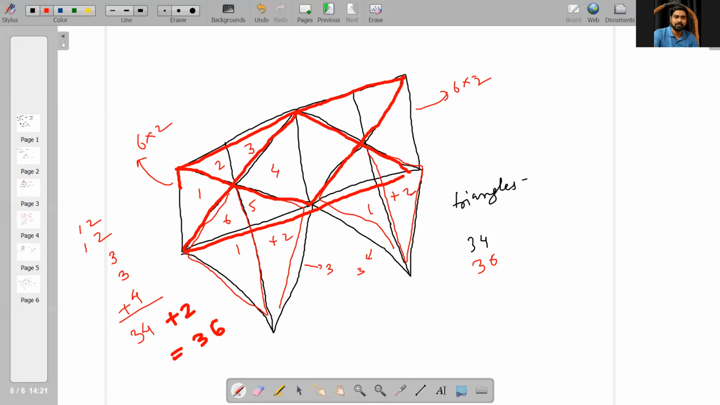Can anyone find any other new triangles that are being formed? No? So 36 is our final answer. 34 incorrect, 36 correct. जल्दबाजी नहीं करनी है. ठीक है? Don't rush into the question. All right? Now take a screenshot while I move on to the next one.